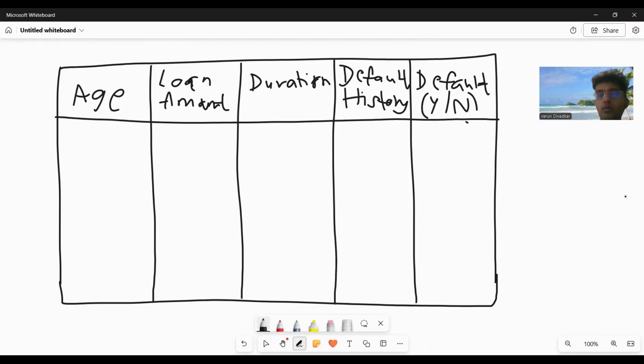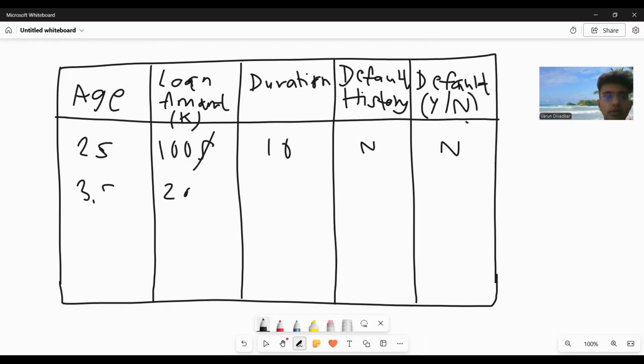So this is your historical data where you have, say, age might be 25, the loan amount might be $100,000. This is in thousands, okay? Duration might be 10 years, previous default is no, okay? So this person has not defaulted. So the result observed for this person is a no. Similarly, you have, say, 35, $200,000, and then duration might be 15, and then default might be a yes. And this person is yes.